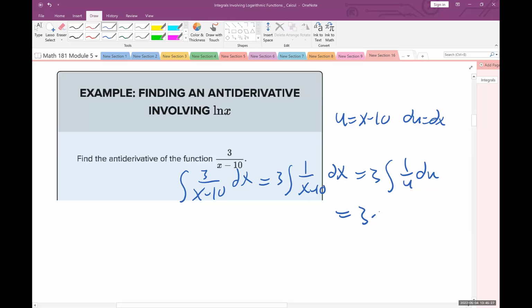So that's 3 times what? What did we just learn above? The integral of 1 over x dx. What was that going to be? Natural log of the absolute value of u plus c. And we had 3 times the natural log of the absolute value of x minus 10 plus c. And really, this is the answer I'd leave it with here. I mean, if you want to be really creative, you could make that 3, that's a coefficient for the natural log, into a power for the x minus 10.